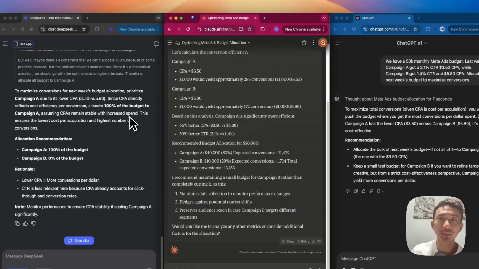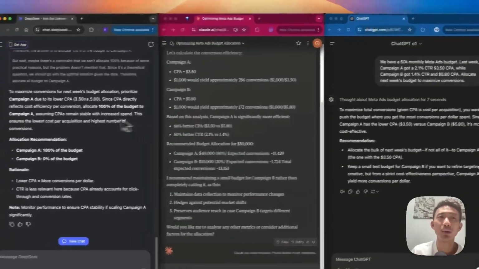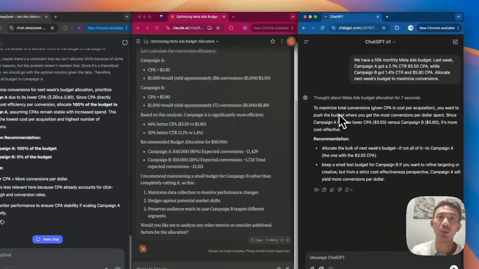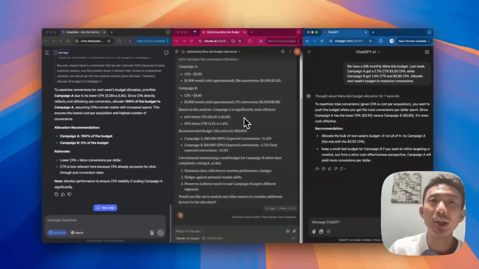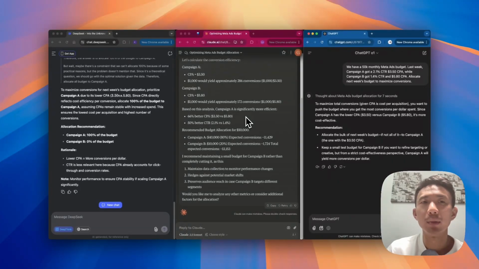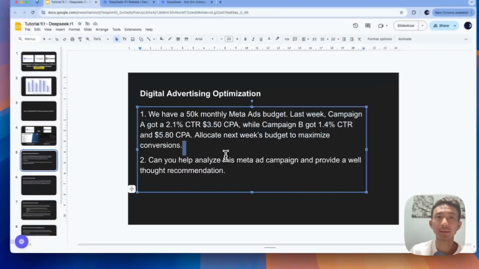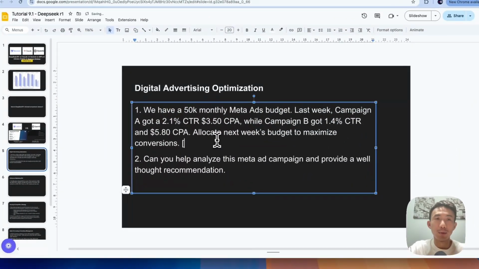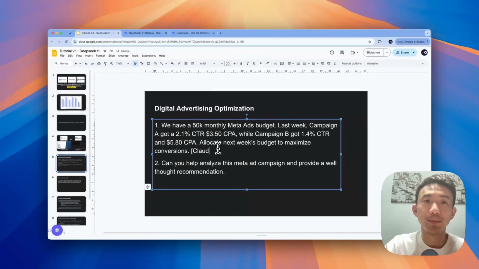So I think it is just my personal preference. I think all three models can give the direction well. It's just that I like the reasoning and how Claude provides their recommendation better. So for this one, I would prefer Claude's answer slightly more. So let's put Claude here.